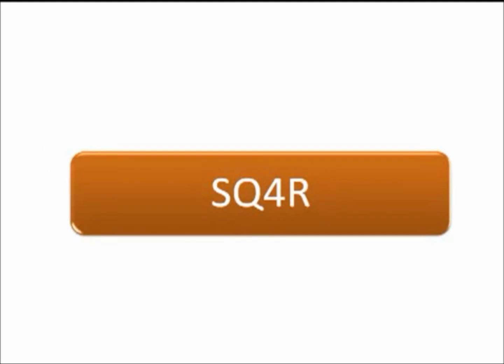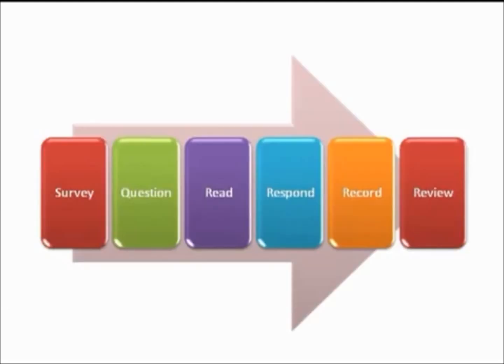SQ4R is a method of reading text that allows you to truly absorb the material you're studying. It places emphasis on translating the text into your own words so that you really understand it. SQ4R contains 6 steps, as the name indicates: survey, question, read, respond, record, and review.